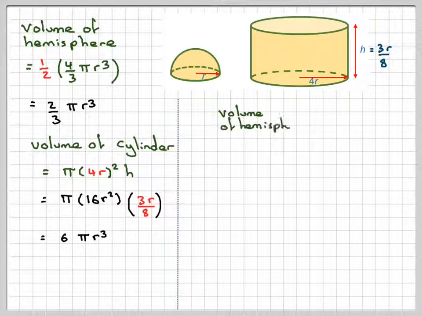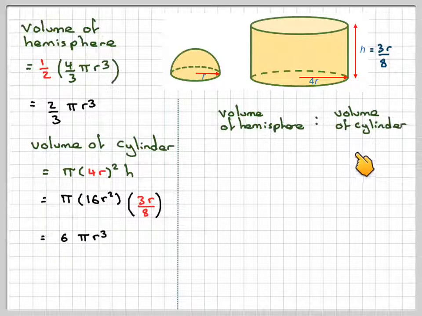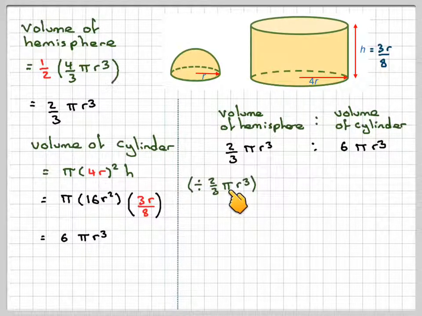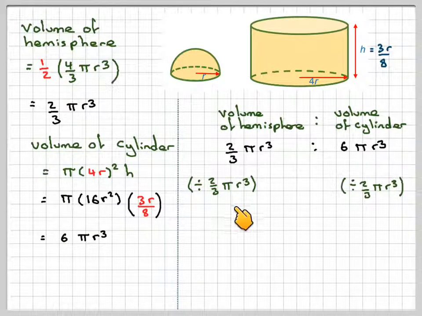Right, the ratio of the volume of the hemisphere to the volume of the cylinder is going to be 2/3 pi r cubed to 6 pi r cubed. Now we want this one to be 1, so we're going to have to divide this one by 2/3 pi r cubed. And if we've done that to that side of the ratio, we must also do it to this side of the ratio. So obviously the pi r cubes will cancel out, and the 2/3 here will give me 1. But on this side, we're going to do 6 divided by 2 over 3. So it's 3 times 6, which is 18, divided by 2, which is 9. The pi r cubes will cancel out, so we get 9.